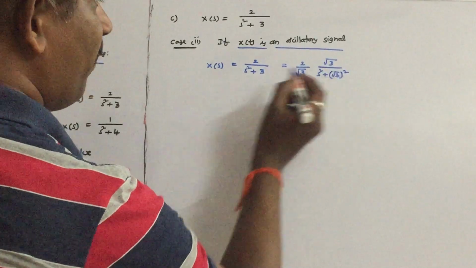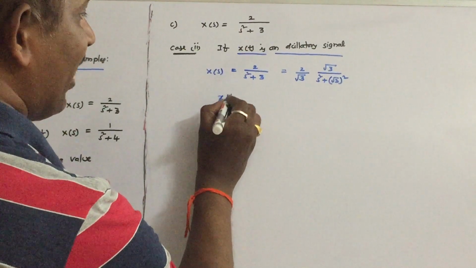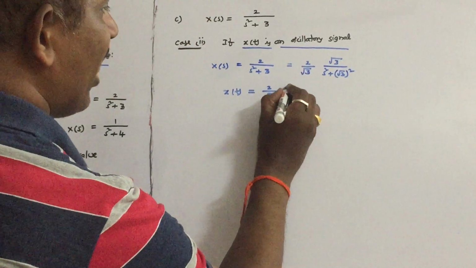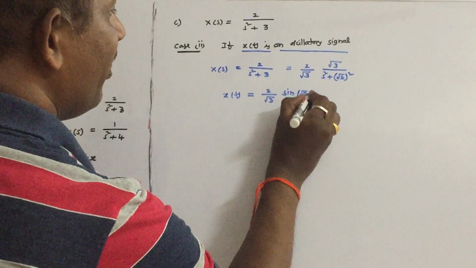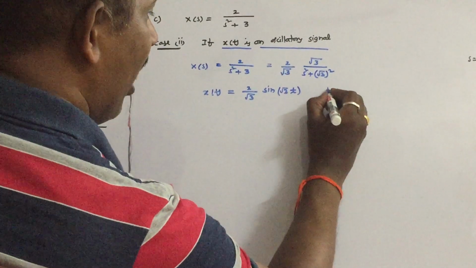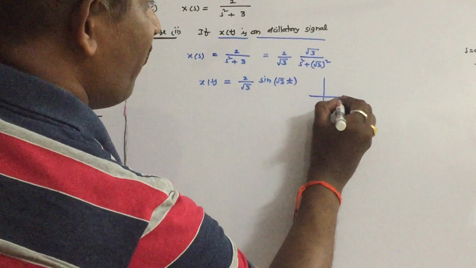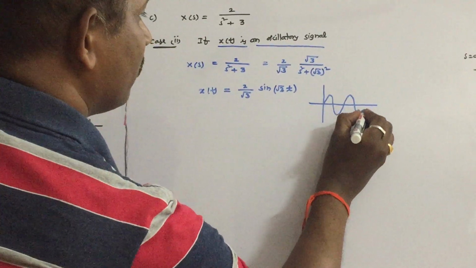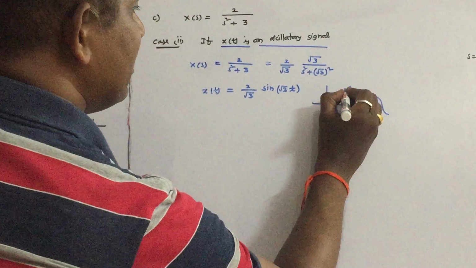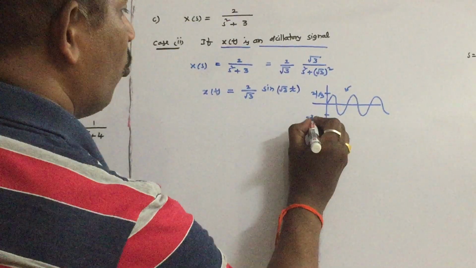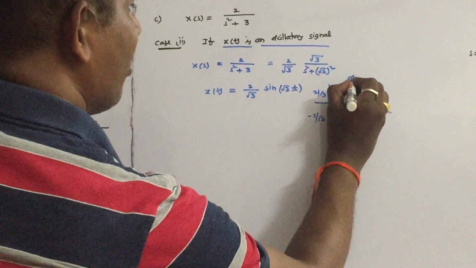So a by s square plus a square. What is the inverse Laplace transform? x of t is equal to 2 by root 3 into sine root 3 into t. So if you plot the sine function, you can see that it is an oscillatory signal, of amplitude 2 by root 3 to minus 2 by root 3. So therefore this is an oscillatory signal.